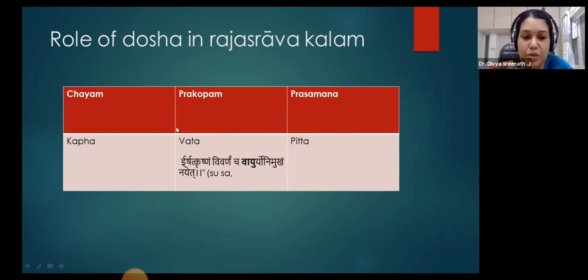So Vata is the main dosha, and the Kapha dosha is in Chaya avastha, because during the menstrual time itself the stratum basalis, the basal layer of the endometrium, starts to proliferate, to repair itself. Kapha is almost like an anabolic factor. It supports the growth.